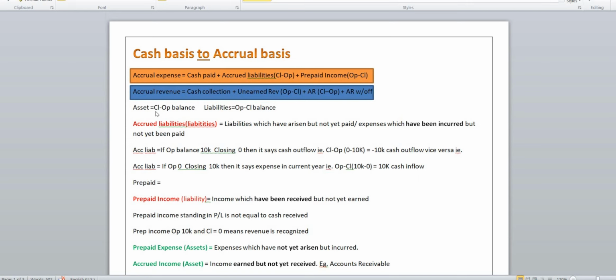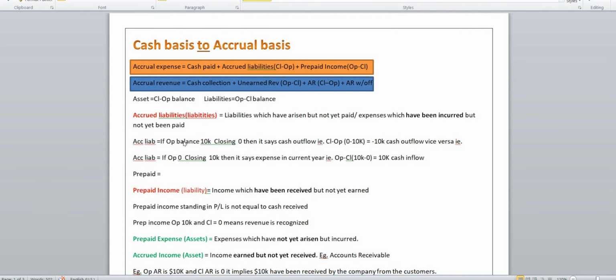that for assets you have to add closing less opening balance. For assets you have to add closing first, then deduct opening balance. For liabilities you have to add opening, then deduct closing balance. These are the crux. Now let us understand what is accrued liabilities.